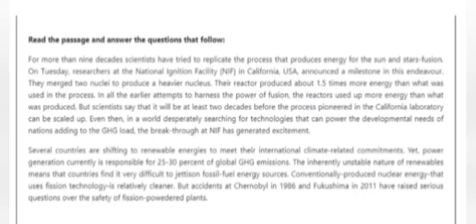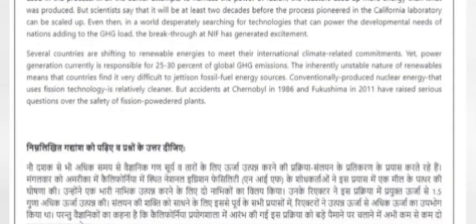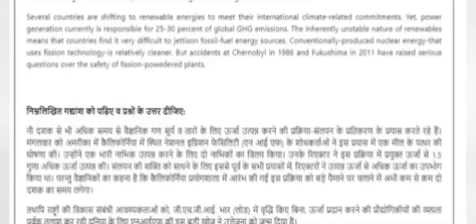In all the earlier attempts to harness the power of fusion, the reactors used up more energy than what was produced. But scientists say that it will be at least 2 decades before the process pioneered in the California laboratory can be scaled up. Even then, in a world desperately searching for technologies that can power the developmental needs of nations adding to the GHG load, the breakthrough at NIF has generated excitement.